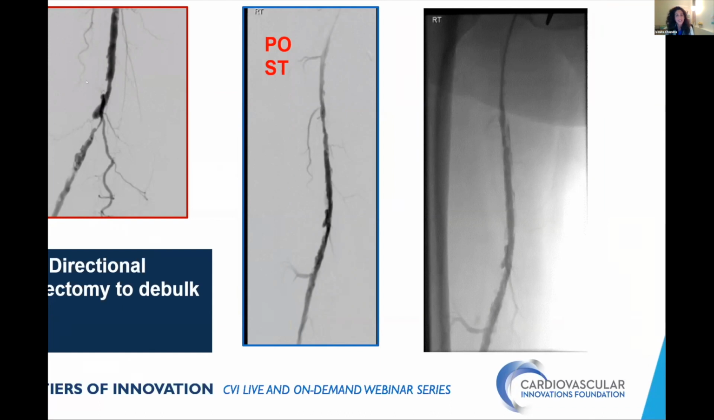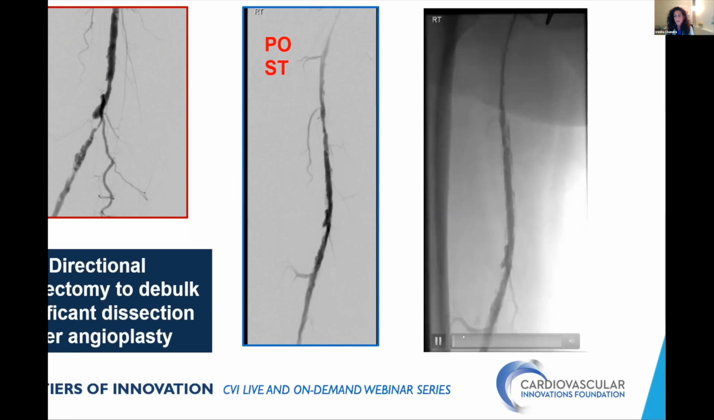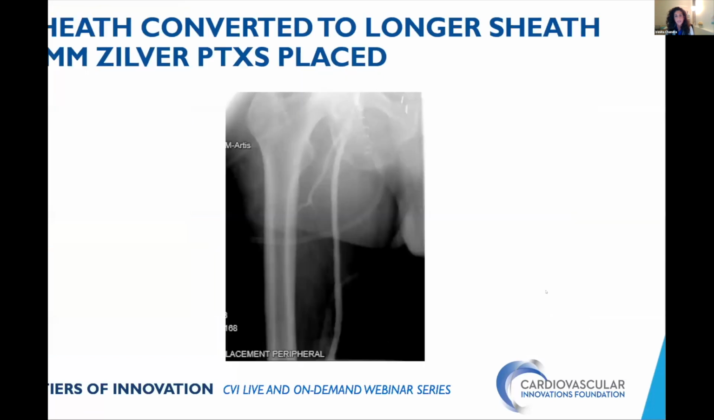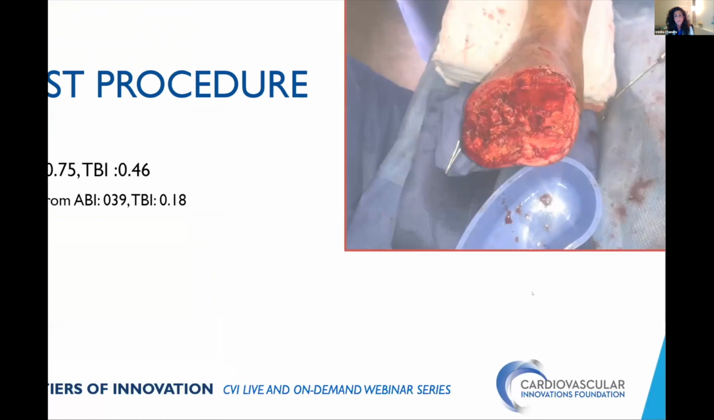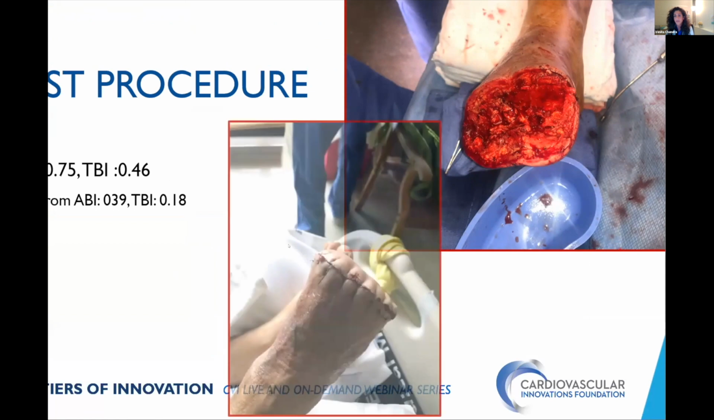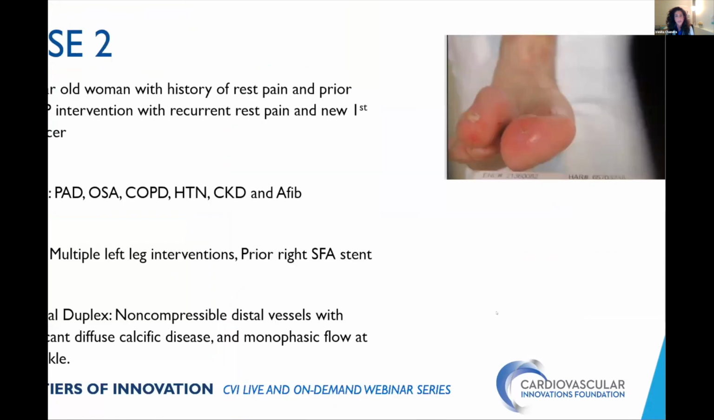So I'll try again. I used the directional atherectomy device, and I think I got a significant improvement, and then I proceeded with angioplasty with a DCB, thinking I'm done, and I have a very significant dissection, as you can see up here, unfortunately. And so I ultimately did place a stent in him, and I got a pretty good result. And his TBI went from 0.18 to 0.46. He did need a forefoot TMA, but he healed up really well. And I've seen him now 3.5 years later, and he's held up and stayed open, except he had literally the exact same distribution on the other leg, but that's for another day.